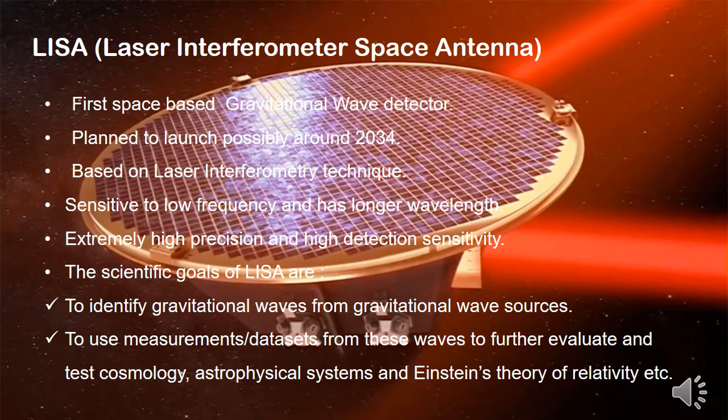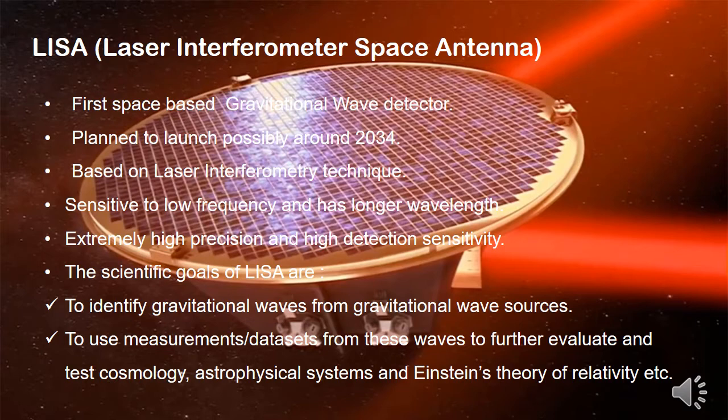It is planned to launch possibly around 2034 with a mission duration greater than or equal to 4 years. It is based on the laser interferometry technique. It is sensitive to low frequency and has longer wavelength. That is, LISA can operate at a frequency range of 1 mHz to 1 Hz and can find waves with much longer wavelengths. Since gravitational wave signals are extremely small, they require extremely high precision and high detection sensitivity.